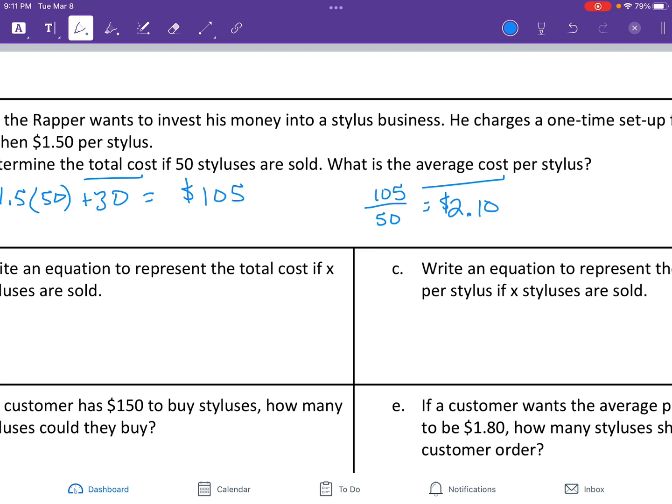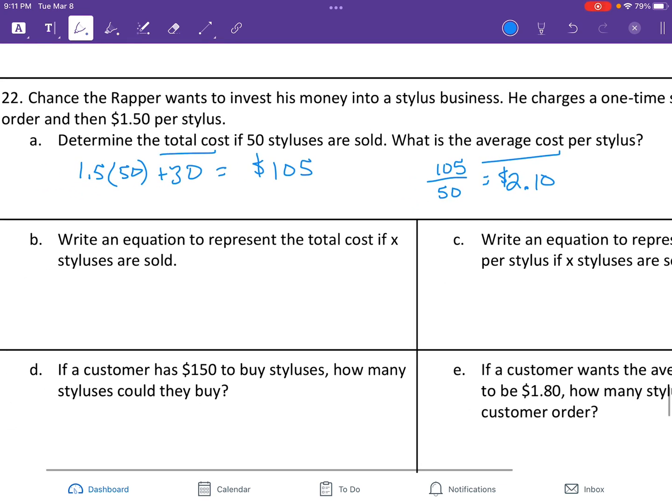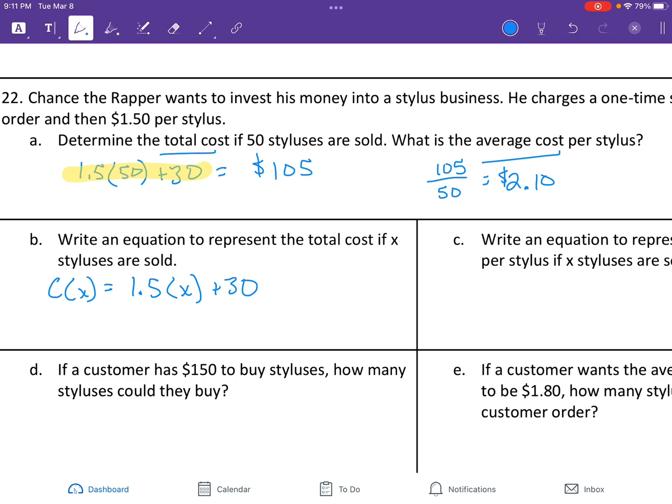All right. Now we will write our equation to represent the total cost if x number of styluses are sold. We're going to do the same thing we just did. We're going to put down the cost. So C of x is equal to 1.5 times x instead of 50, plus 30. That is the total cost.